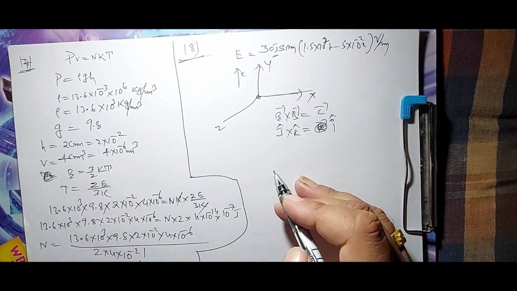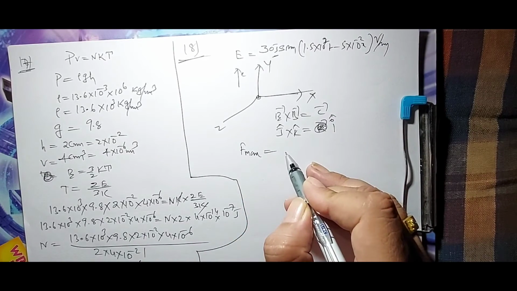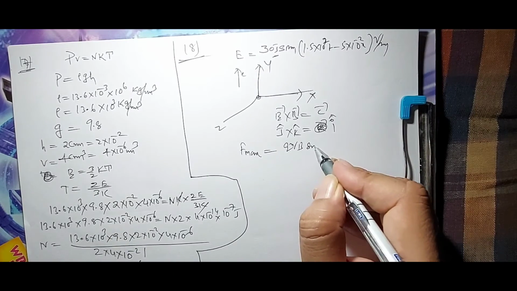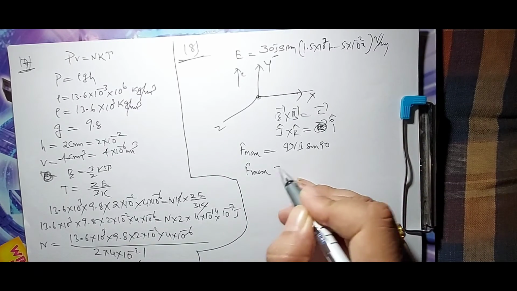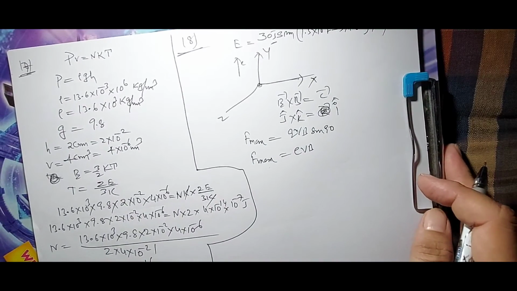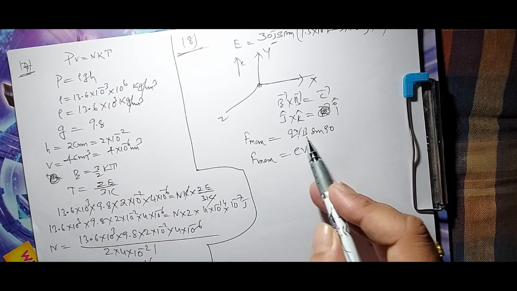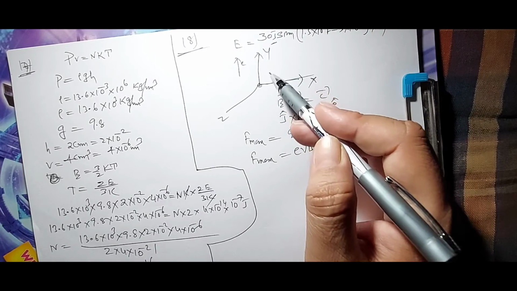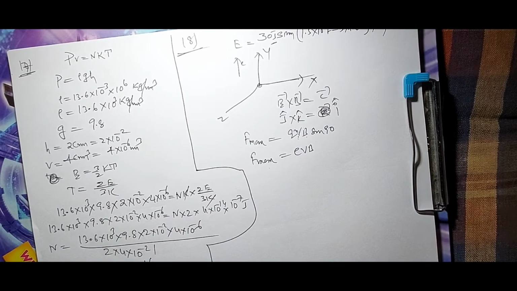Here they ask maximum magnetic force. F maximum is equal to QVB sin 90, theta is equal to 90 for maximum magnetic force. F maximum is equal to EVB, sin 90 is 1. Here the angle between velocity of the electron and magnetic field is 90 degrees. Electron is moving along the upward direction, magnetic field is along the z direction. So that angle is 90 degrees.